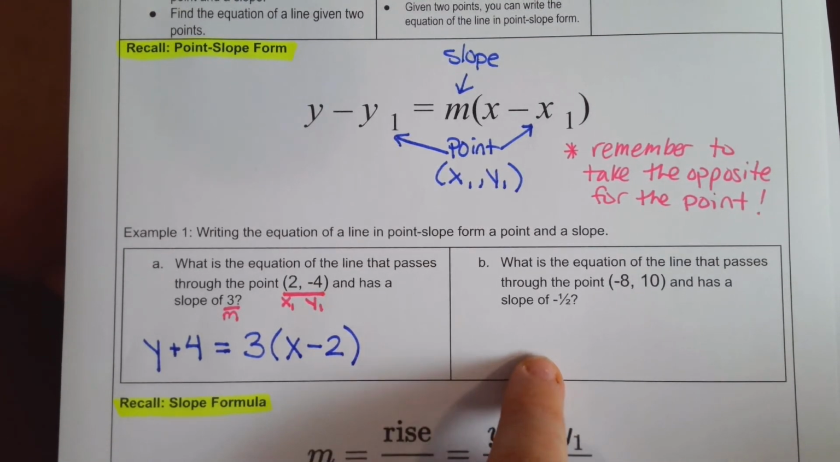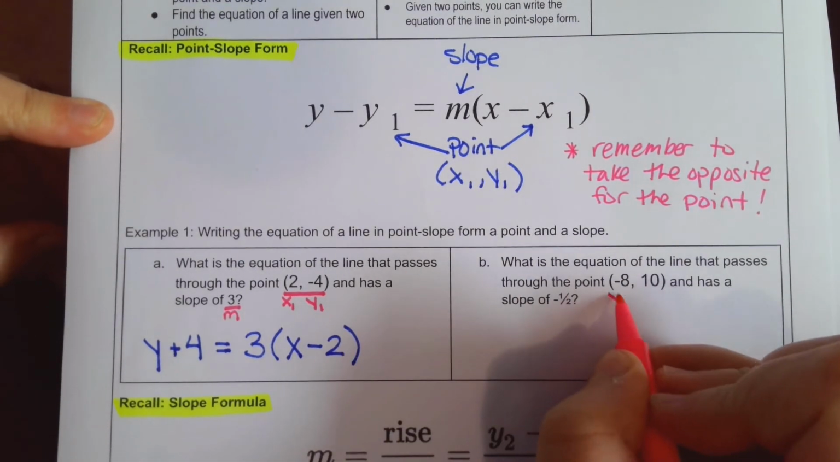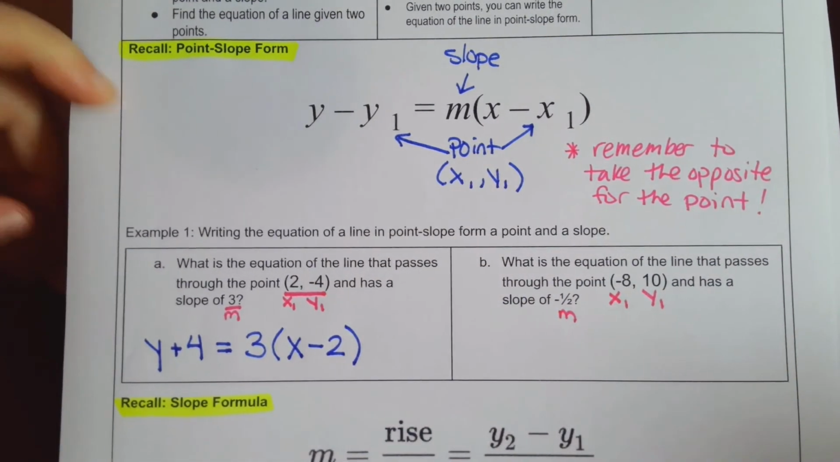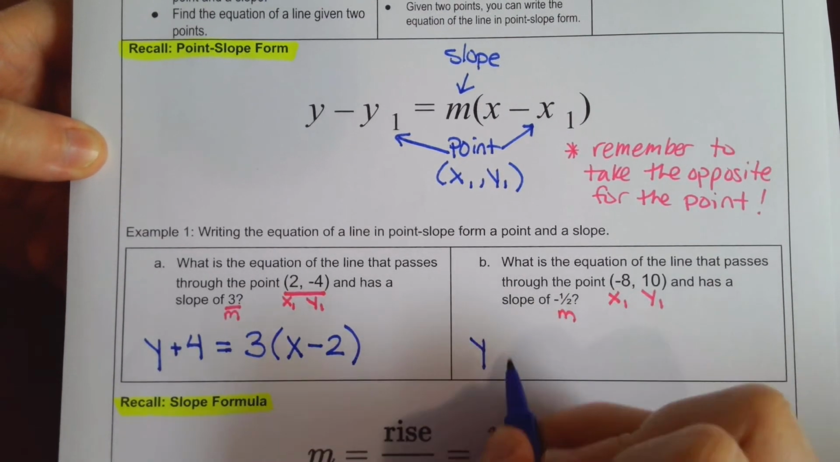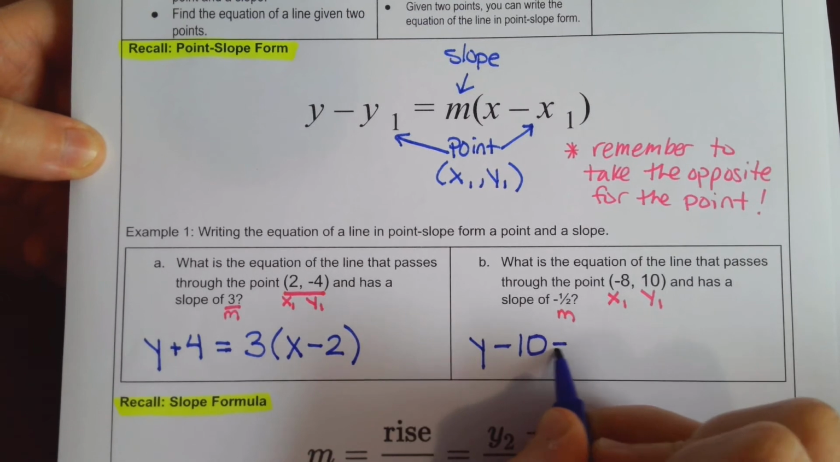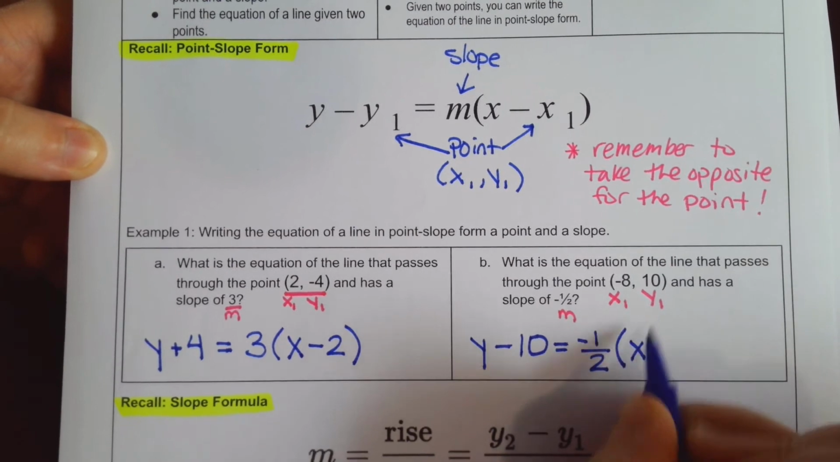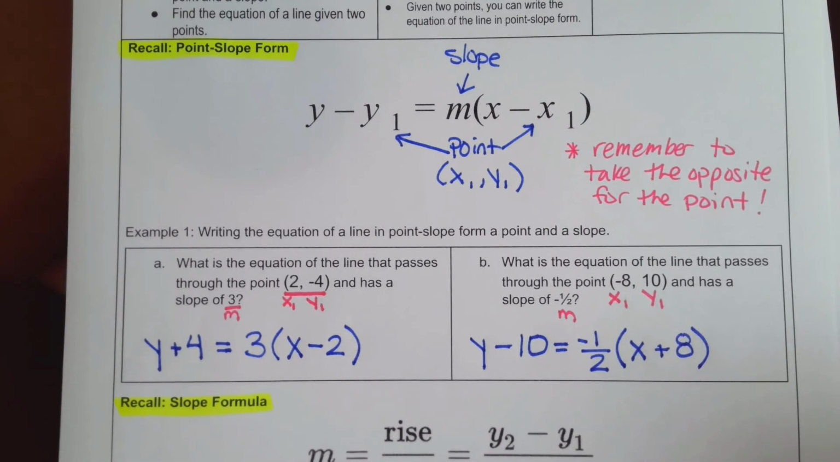So our next one, what is the equation of the line that passes through the point -8, 10 and has a slope of -1/2? -8 is x1, 10 is y1, and -1/2 is our slope. So y, opposite of +10 is -10, is equal to -1/2, parentheses x. Opposite of -8 is +8. And there you have it, writing an equation in point slope form given a point and a slope.